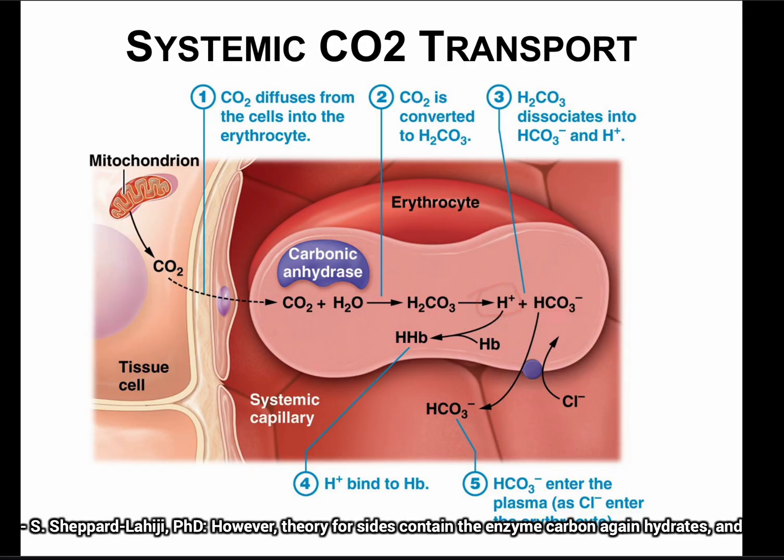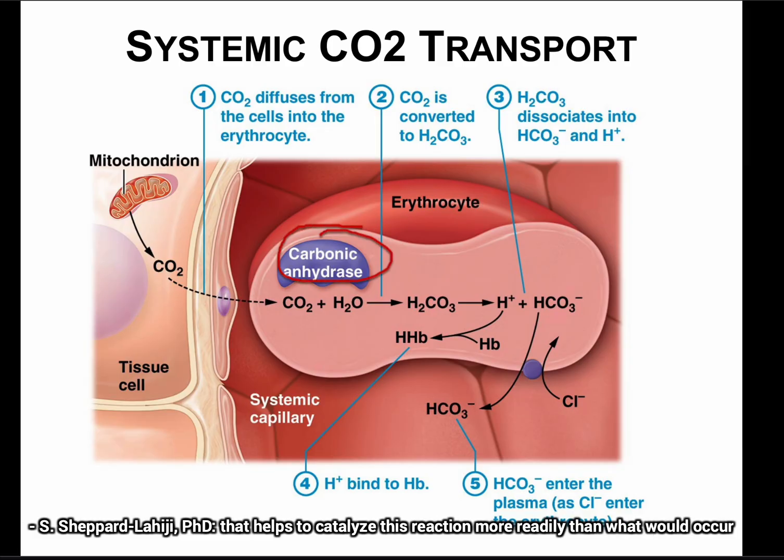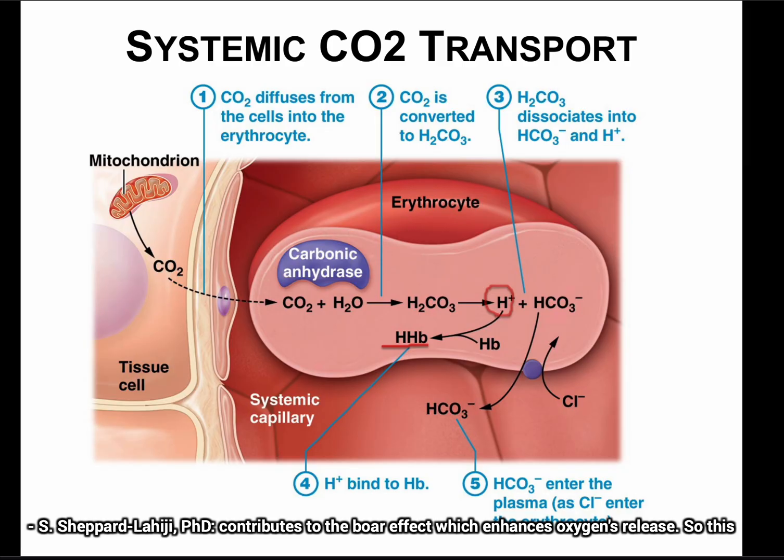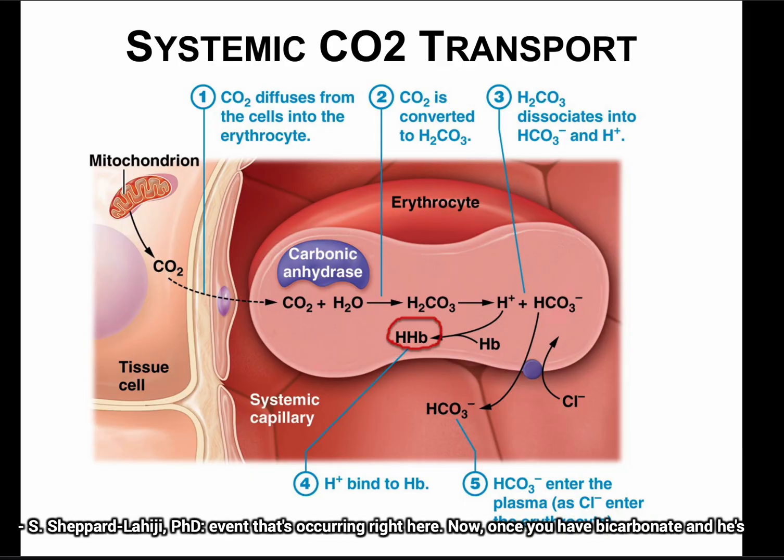However, the erythrocytes contain the enzyme carbonic anhydrase, and that helps to catalyze this reaction more readily than what would occur within the plasma. The protons that are released from this process of dissociating carbonic acid are going to bind to hemoglobin, and this contributes to the Bohr effect, which enhances oxygen's release. So this means that the protons released during dissociation are not significantly contributing to the pH of blood because we're tying it up in this binding event that is occurring right here.